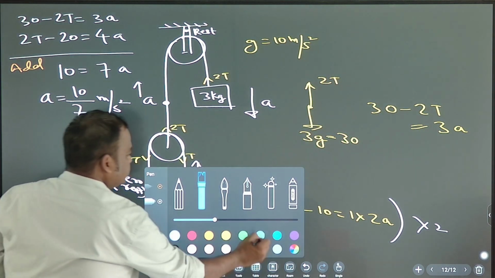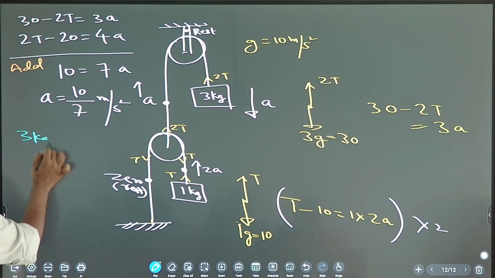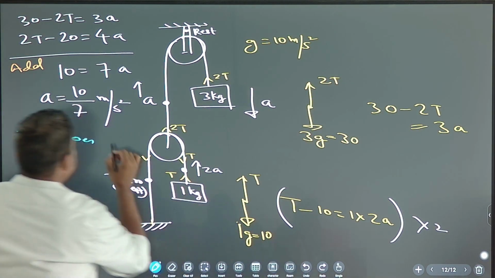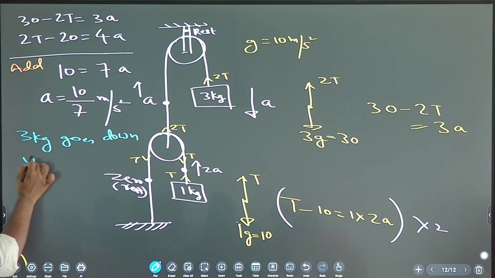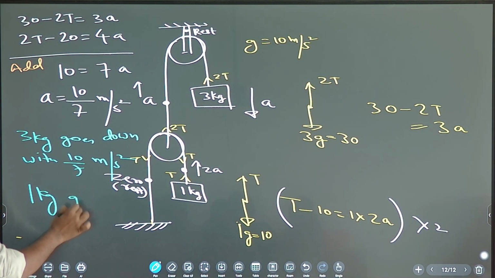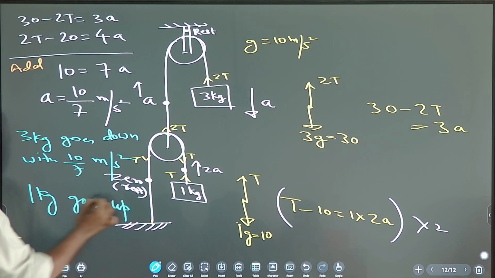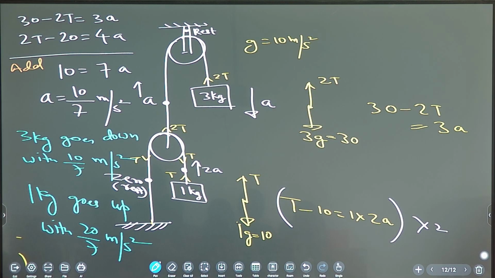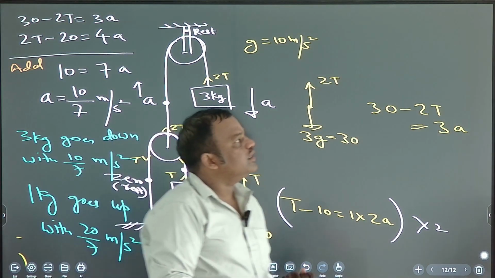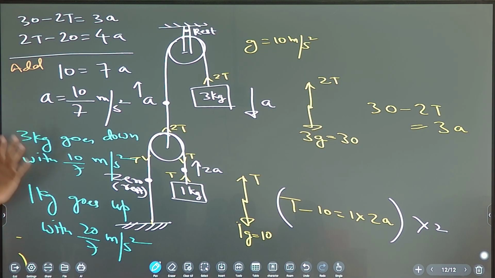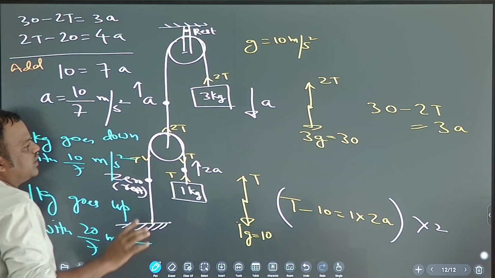So the 3 kg goes down with 10 by 7 meter per second square, and the 1 kg goes up with 20 by 7 meter per second square. This is known as constraint relation. This is very important. Generally in this type of question, 2 pulleys are there, 1 pulley, 2 pulley. Two strings are there.